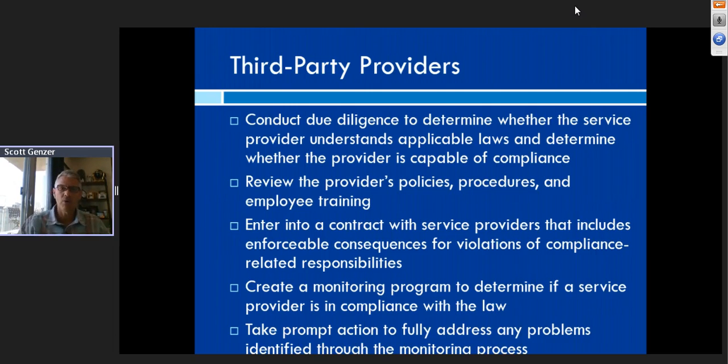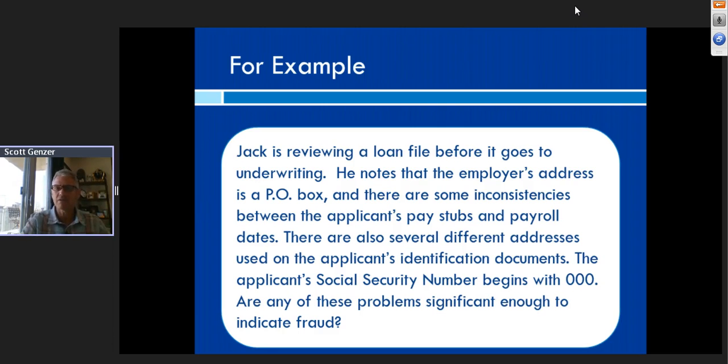And the last thing we're going to worry about, here's a file, getting ready to submit it. The employer's address is a PO box. There's inconsistencies on their pay stubs and payroll dates. There's different addresses on the applicant's identification documents. Some of them might not be on the application. And the social security number begins with a 000. Does anybody think there's any problem significant to indicate fraud here?